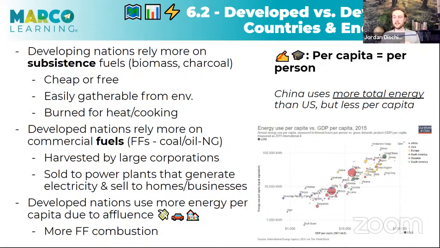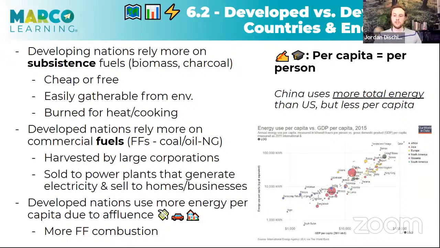So if we take a look here at development, development has a huge factor on energy use. So developing nations are going to rely more on subsistence fuels. These are things like biomass and charcoal. And they do that because they can be easily gathered from around their homes. So sometimes they're even free. If you go out into the forest and cut down wood or gather dried animal waste or peat moss, things like that, you can burn it to heat your home or to cook. And it doesn't really cost you any money. And so again, in developing nations, really prominent.